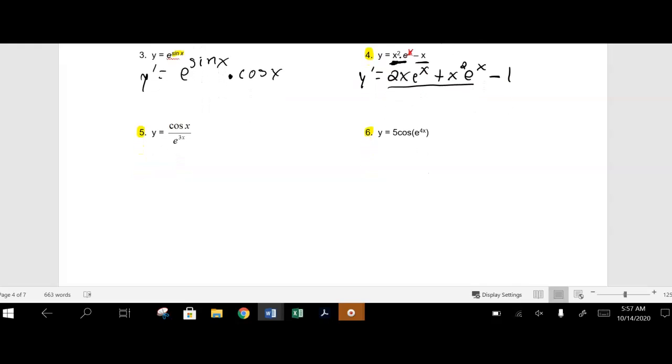Number 5 is a quotient rule. This is one that I also mentioned. When we clean this up, you're going to want to know how to do this when we get to the test. There's a problem on the test. I'm going to ask you to do something similar.